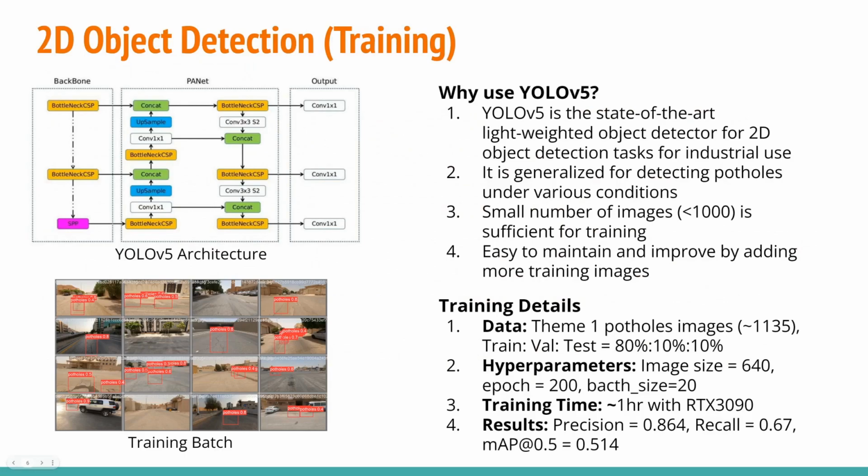Here is the overview of our 2D detection model, which uses the YOLO v5 algorithm because it's robust, fast, and lightweight. We split the dataset from Theme 1 pothole images into roughly 80 to 10 to 10 ratio for train, test, and validation. With the small size of training images, the model can achieve high performance for detection metrics with a precision of about 0.86, a recall of 0.67, and mAP of 0.514, which is suitable for industrial users.